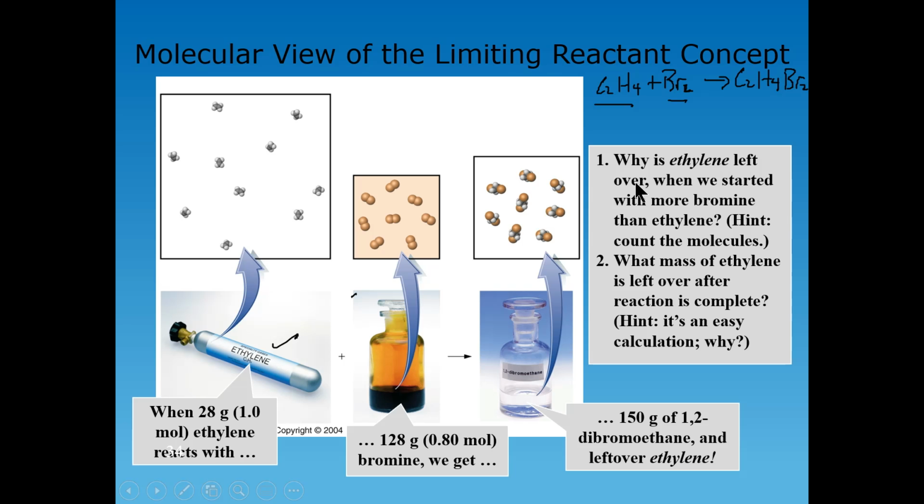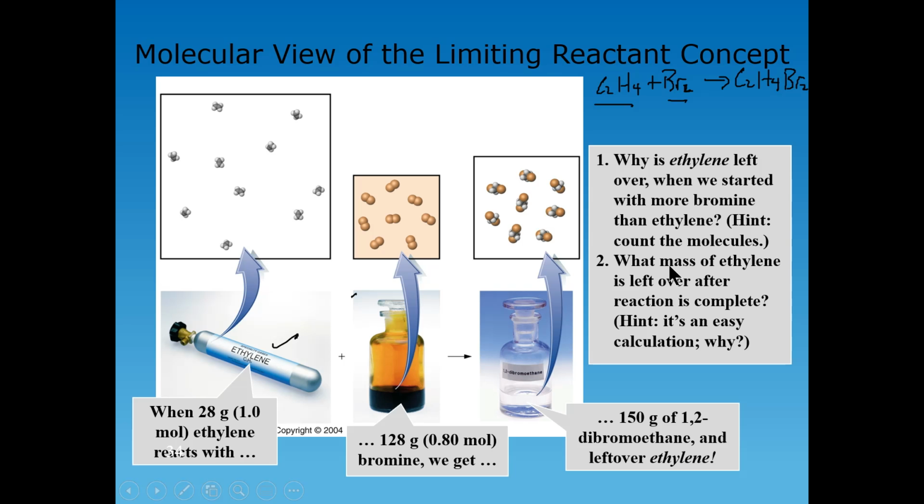So we have some questions here being asked. Why is ethylene left over when we started with more bromine than ethylene? Well, the answer lies in the fact that even though the mass of bromine is larger compared to the mass of ethylene, the number of moles of ethylene is greater than the moles of bromine. And it's a 1-to-1 mole ratio between those two. So therefore, it is bromine that would be the limiting reactant based on the molar amount and not on the mass amount, all right?